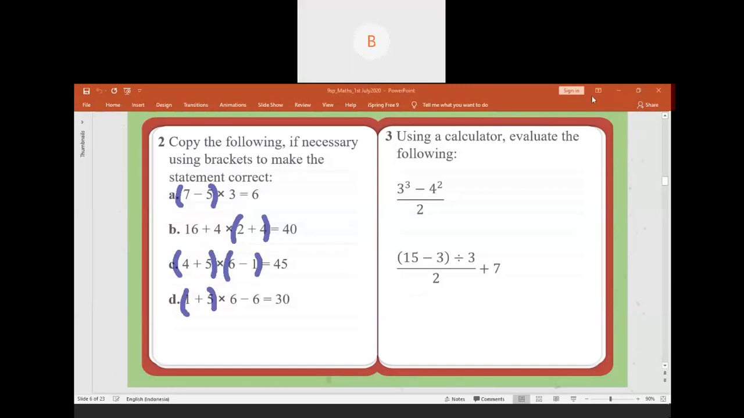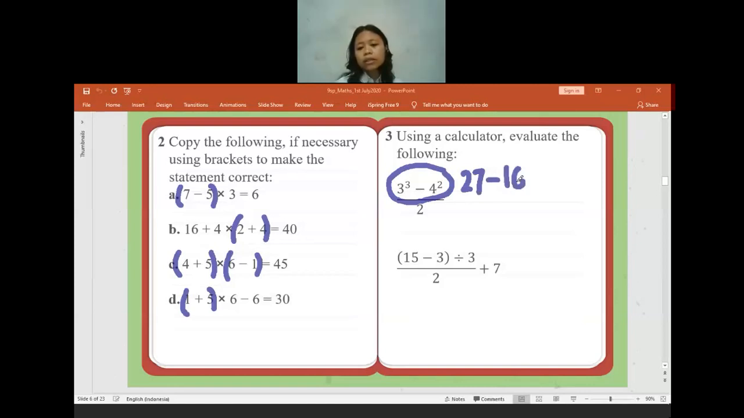For question 3, we have to simplify this one first. How many? 27, 2.5. 27 minus how many? 16. 27 minus 16 is how many? 11. Okay, 11 divided by 2 is? 5.5. Okay, good job. 5.5.